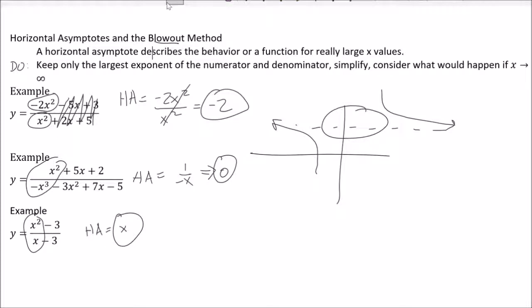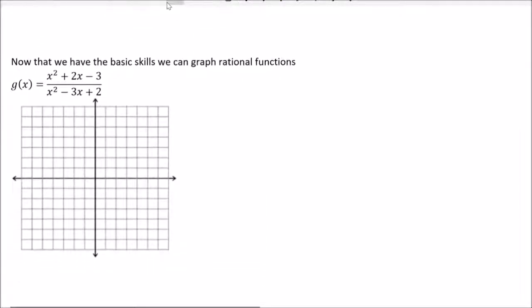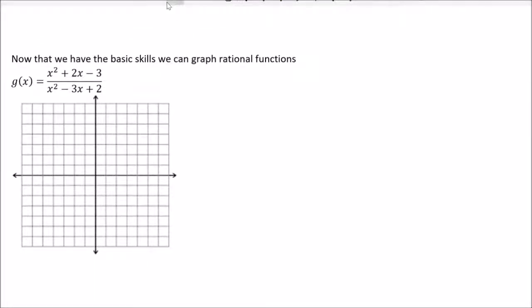Okay, let's try some graphing now. Okay, here's our first one. The first thing I'd like you to always consider on these is maybe make a list of all the things that we need. So maybe our y-intercept, maybe our zeros, our horizontal asymptote, and our vertical asymptote. It's just kind of laying out a little bit of a game plan.